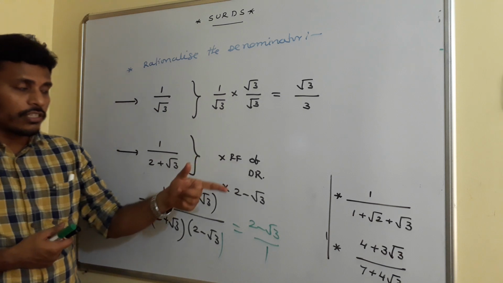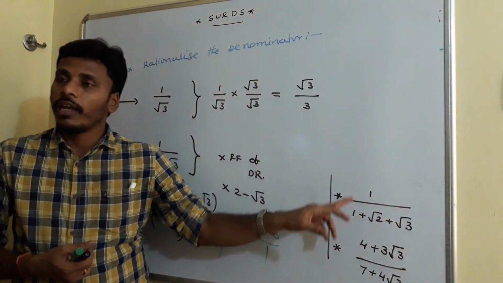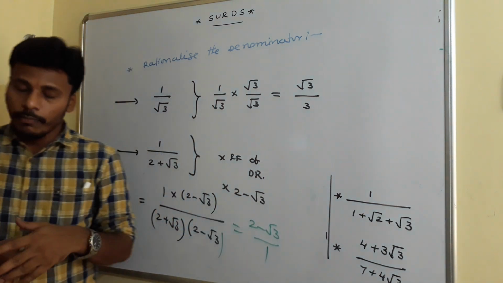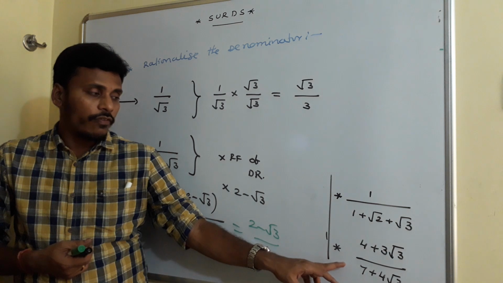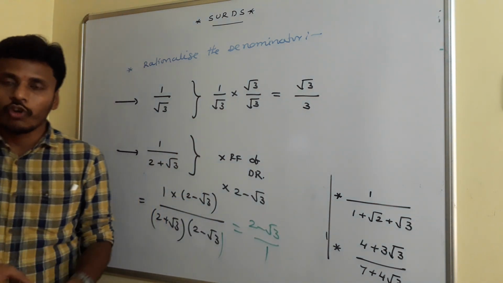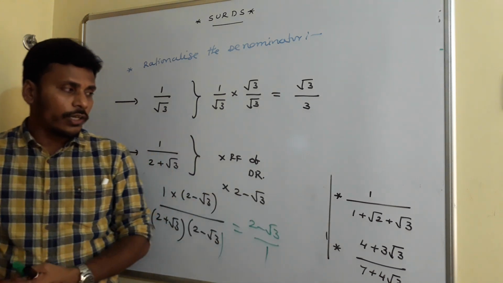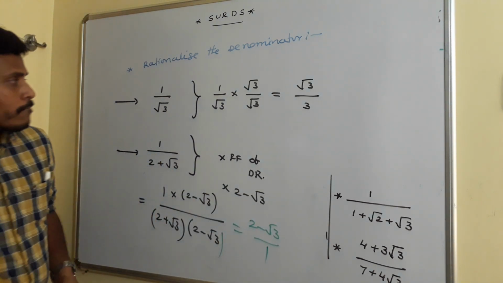I have a few more problems here. We need to rationalize the denominator of this one. What is it? 1 by 1 plus root 2 plus root 3. In a similar pattern, you need to make the denominator a rational number for this: 4 plus 3 root 3 by 7 plus 4 root 3. So I will start with one more problem. What is it? 1 by 1 plus root 2 plus root 3. Think about it, I will solve.